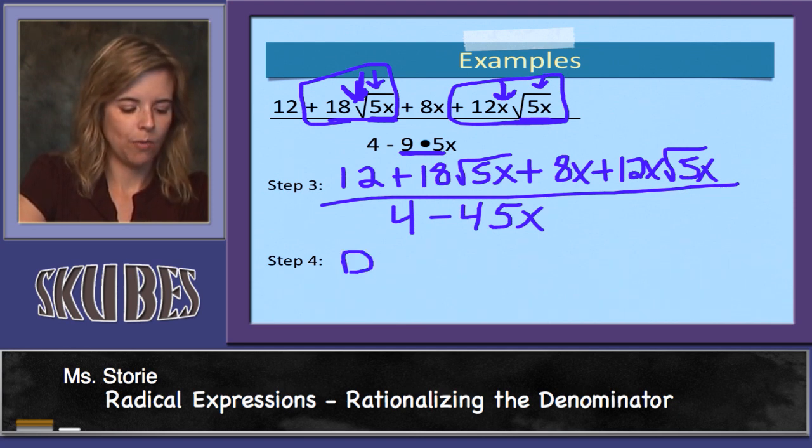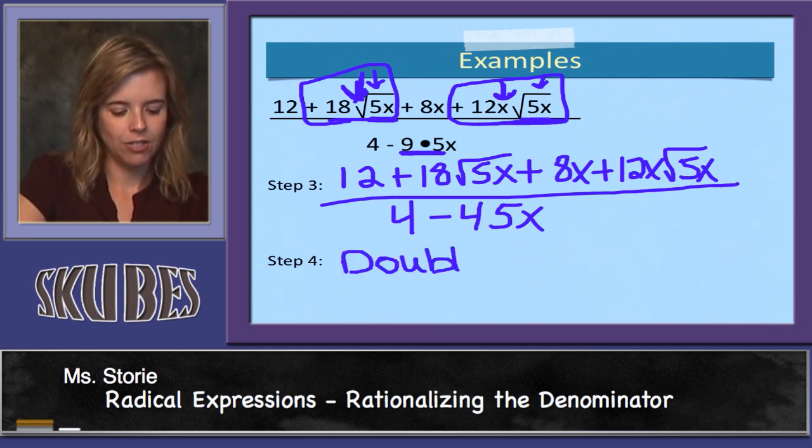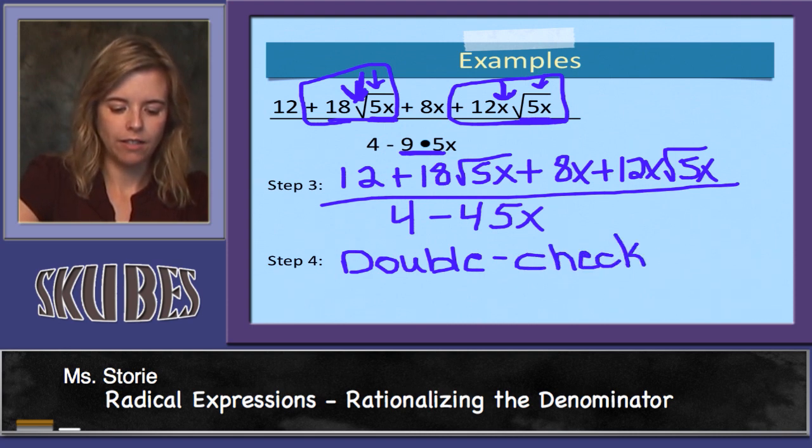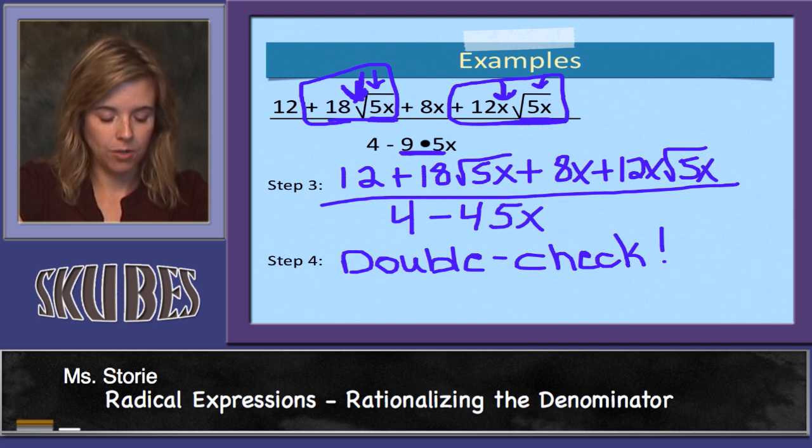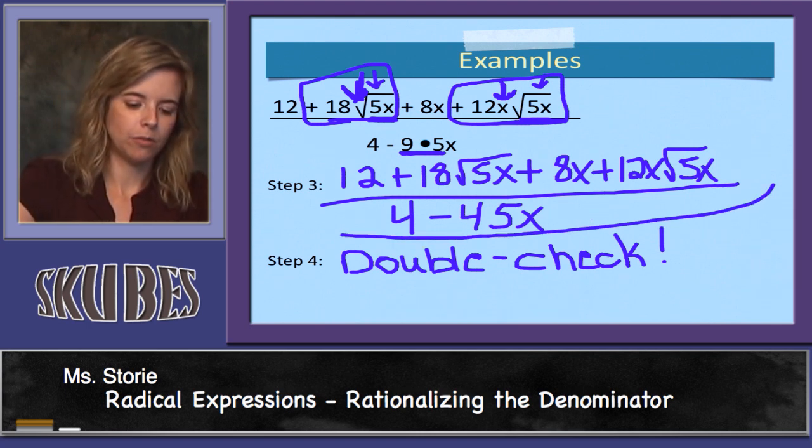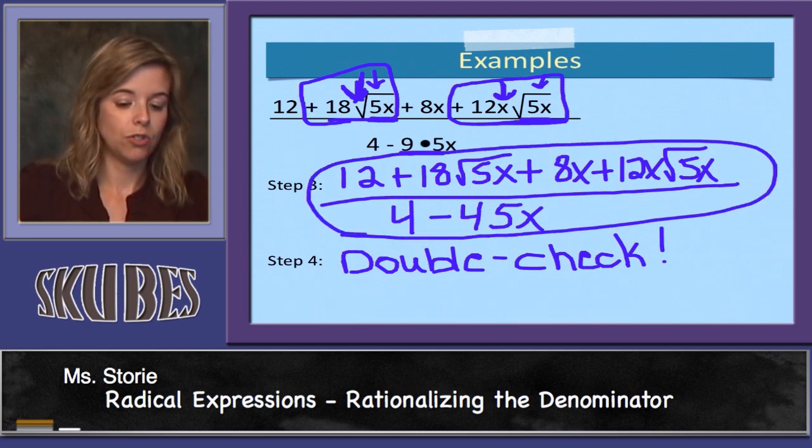Now your last step, go back and double check all the work. Make sure that you did all your multiplication correctly, make sure that you factored correctly, and make sure that you combined any like terms correctly. If you go back and double check, it turns out that this should be the correct answer.